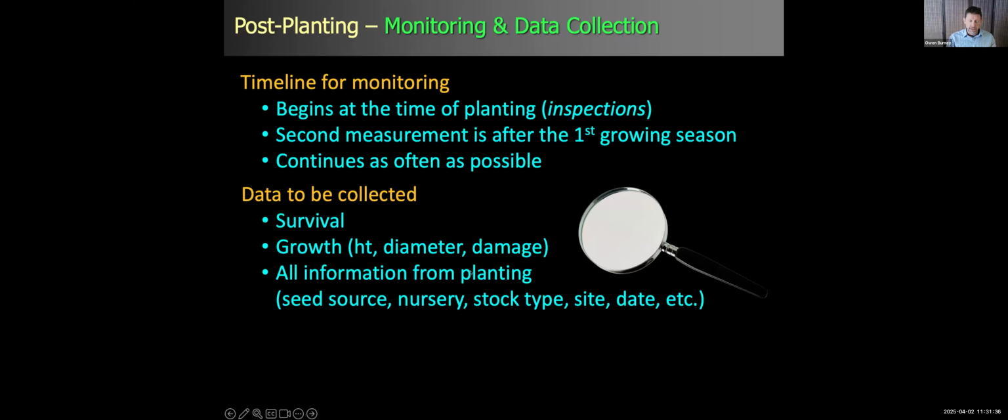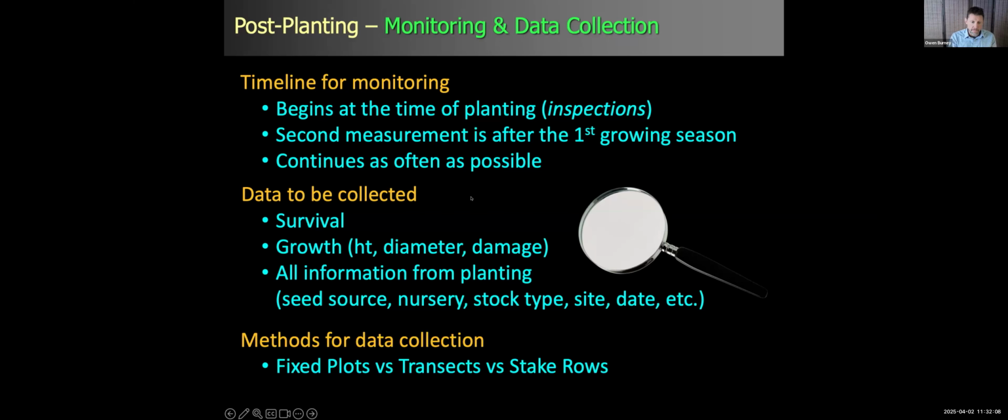And the data to be collected is really important. Survival is obvious, but we need to also get some other characteristics of what's going on in terms of growth, for example, height and/or diameter, and also damage. Is there frost damage? Is there animal damage? And then I think it's also important for us to note all of that information about the planting, the seed source, the nursery that it was grown in, the stock type, the date, and those other things.